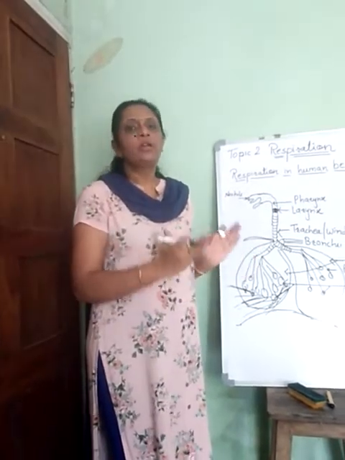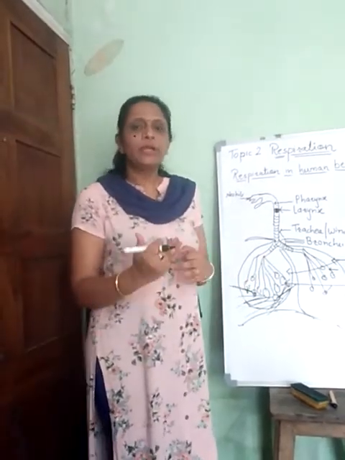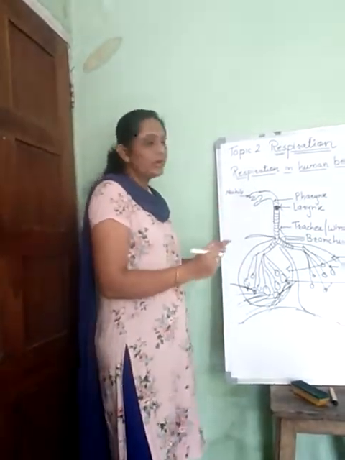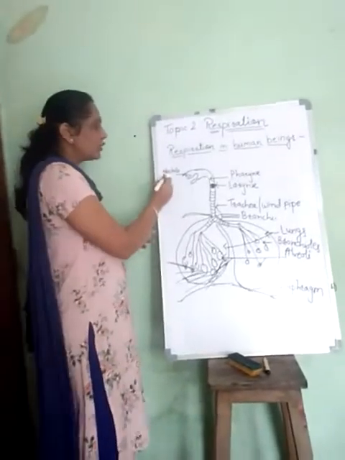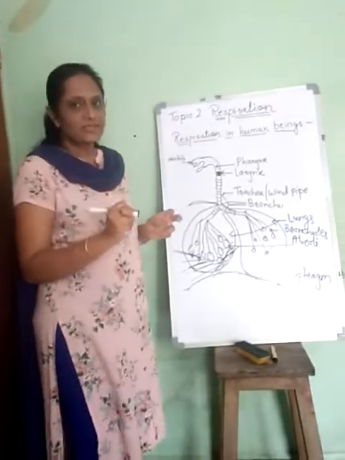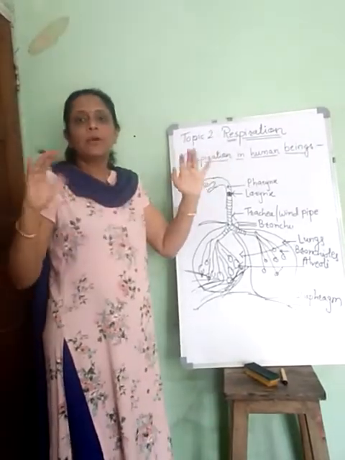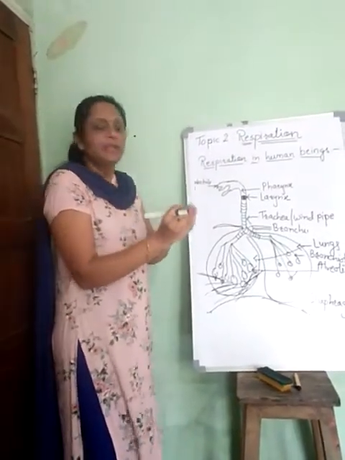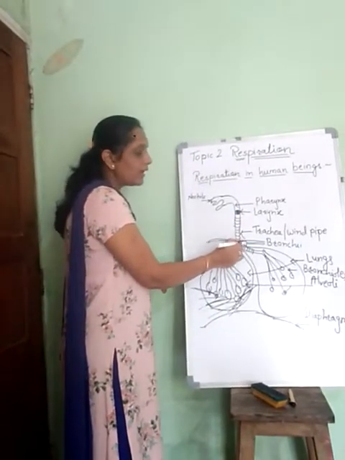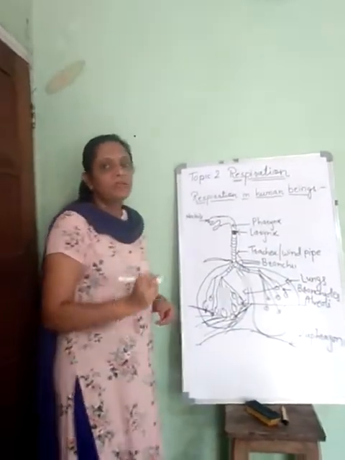I hope you understood the functions of the different organs of the human respiratory system. One more time, we will have a quick revision of these organs and their functions. So first, the nostrils take in air and filter it with the help of hair and mucus. Then it goes to the pharynx, where the air is condensed and the scattered particles are brought together. Then it goes to the larynx, from the larynx to the trachea, from the trachea to the bronchi, from the bronchi to the bronchioles, and from the bronchioles to the alveoli.